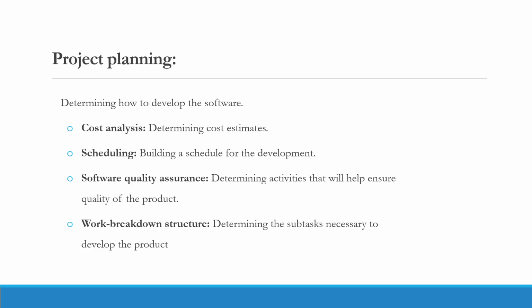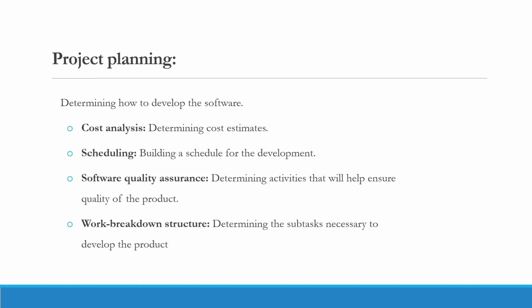After that, it is better to plan how we conduct the software development process. In the project planning part, determining how to develop the software, there are different kinds of tasks. The first one is cost analysis, determining cost estimates. Since we have different requirements, we also have different kinds of tasks. Each task needs a budget as well as human resources, which need a cost. So we have to analyze those costs, how much cost it needs, as an estimation. So it is better to estimate the costs.